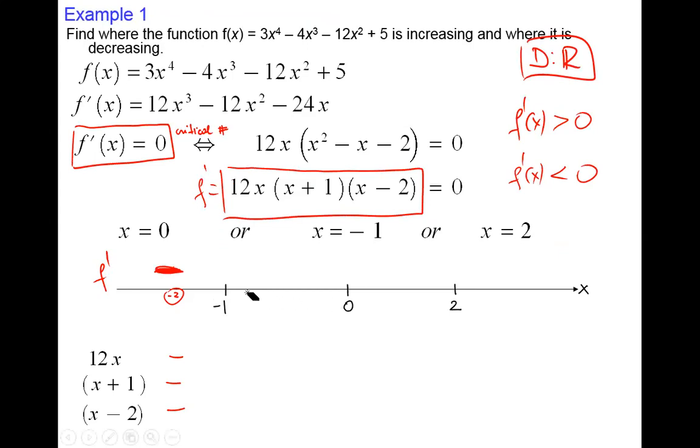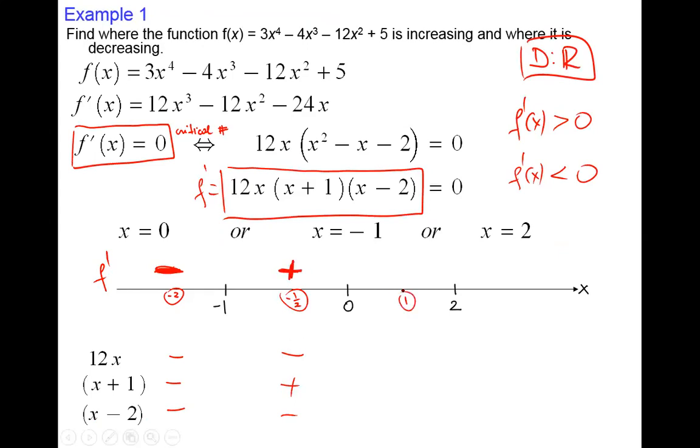Okay, let's take a number from here. That's a small interval. Okay, let's take negative half. 12 times negative half, negative. Negative half plus 1, positive. Negative half minus 2, negative. Negative times positive times negative gives me positive.